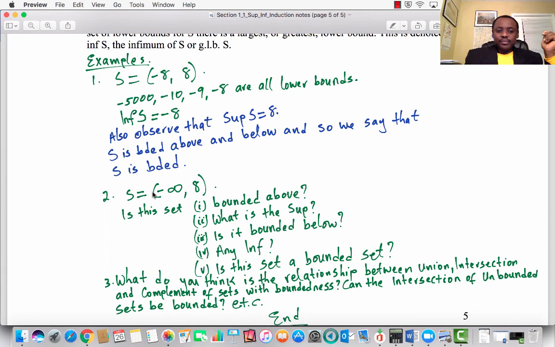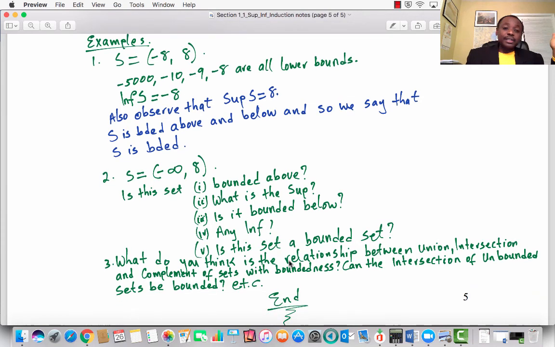Example 2. Consider the set from -infinity to 8, open at 8. Is this set bounded above? If it is, what is the supremum? Is it bounded below? If it is, what's the infimum? Is it a bounded set at all? What stops it from being bounded if it is not bounded?